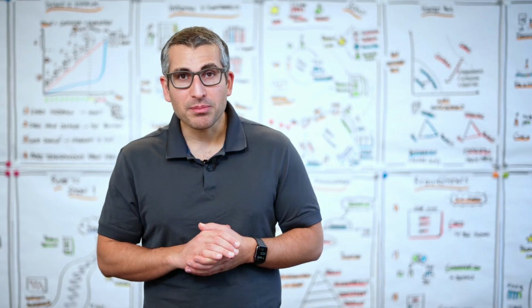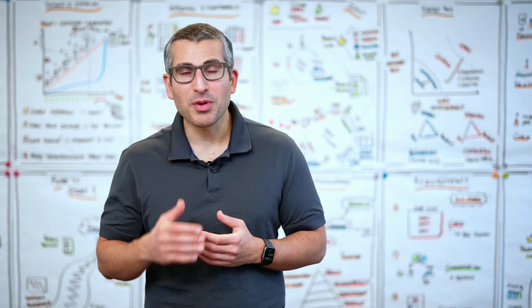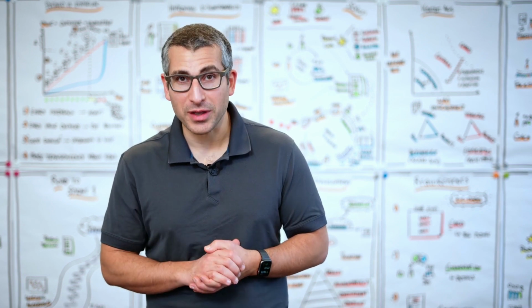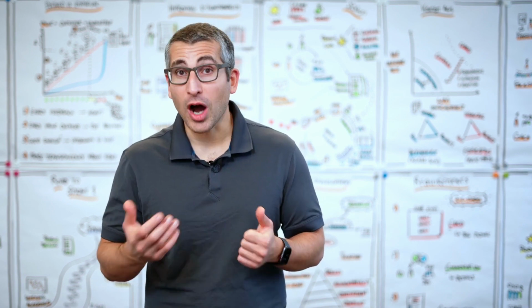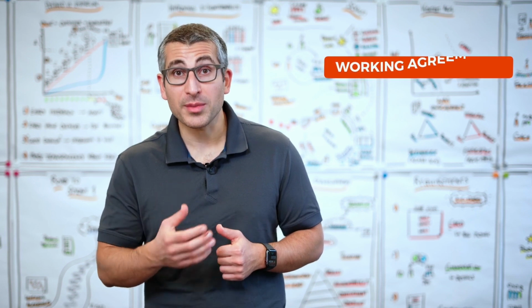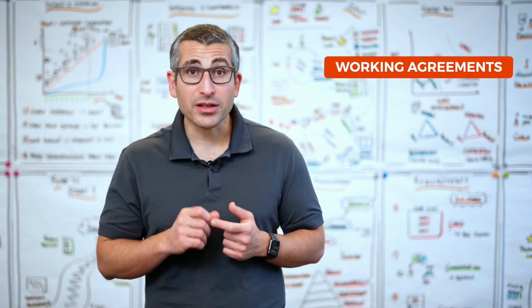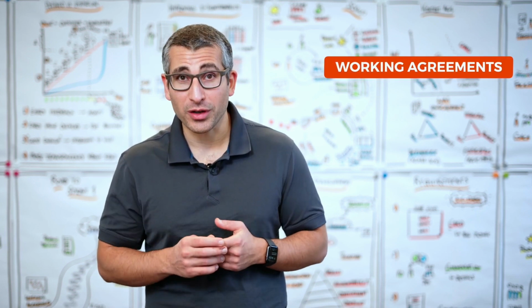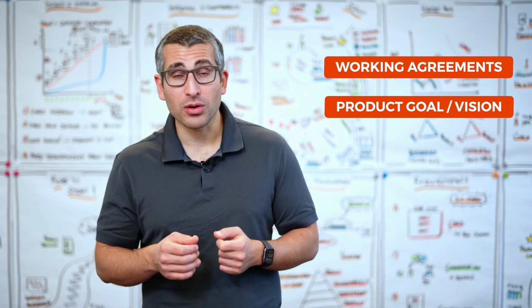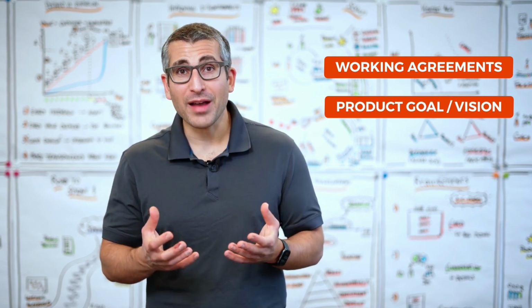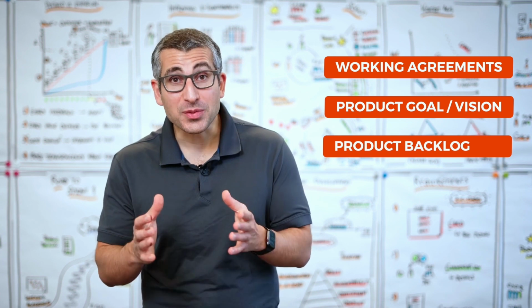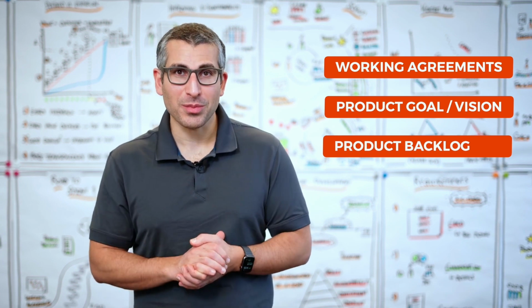Now, this Scrum Team needs to do a few things before they can enter a very first sprint. Among those things are a shared understanding on how we work together. We refer to them as working agreements. A shared understanding on what are we going to work on, which is our product goal or product vision. And last but not least, we need to have a product backlog that helps us get into execution mode.